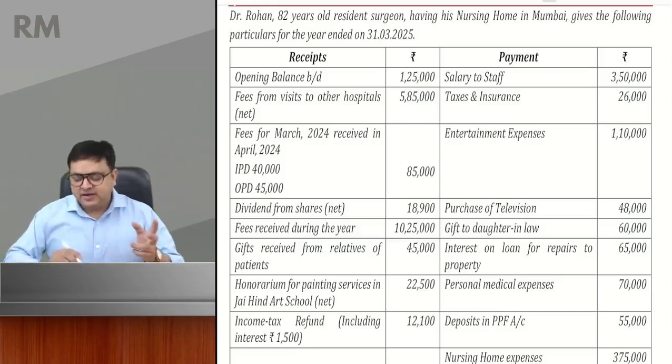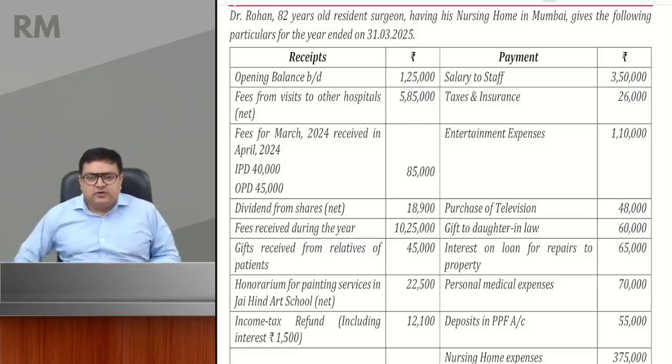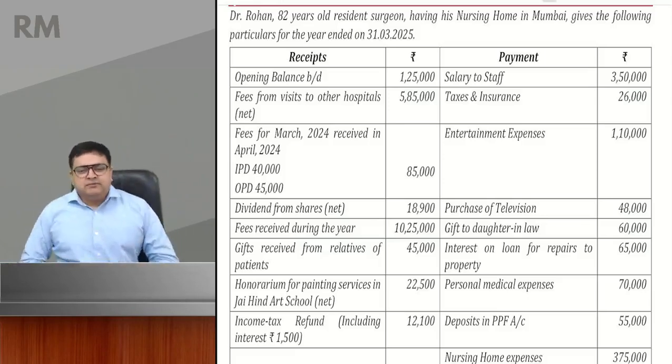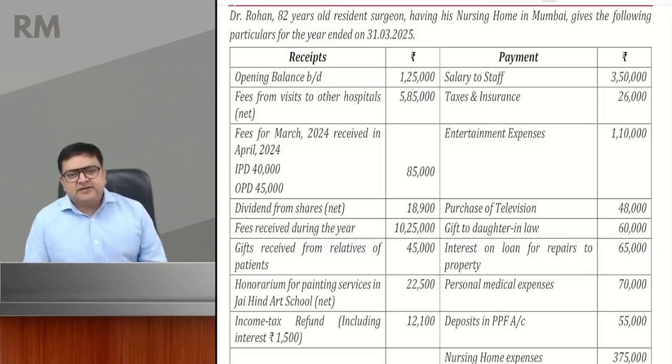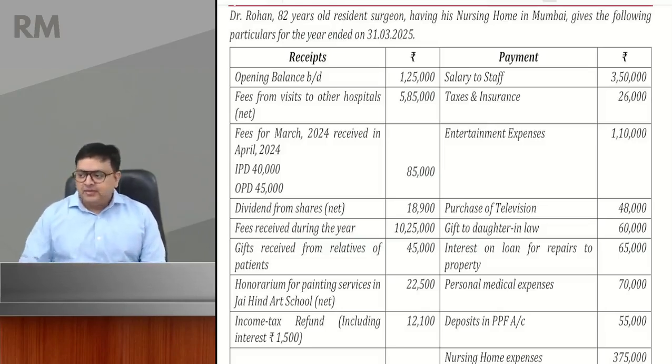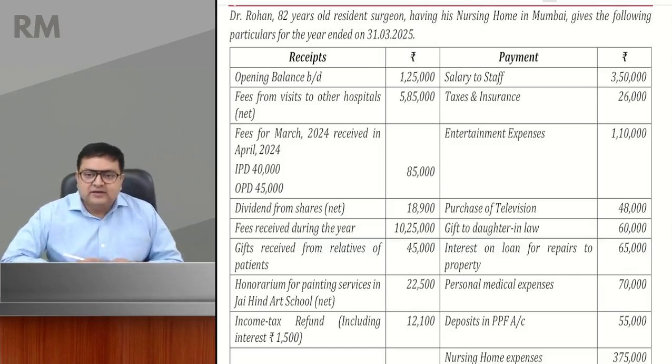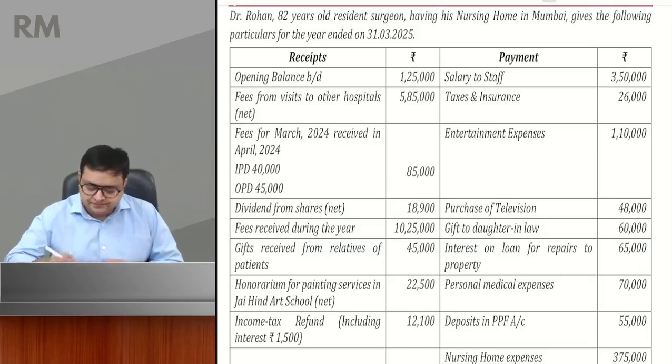Whenever you get a receipts and payment account, this is also quite a common question which we get in our examinations. Mostly, 60% to 70% of the chances are that you will get your P&L account or income and expenditure account. But there might be chances that you get a receipts and payment account also. In that case, you have to compute the income of PGBP accordingly.